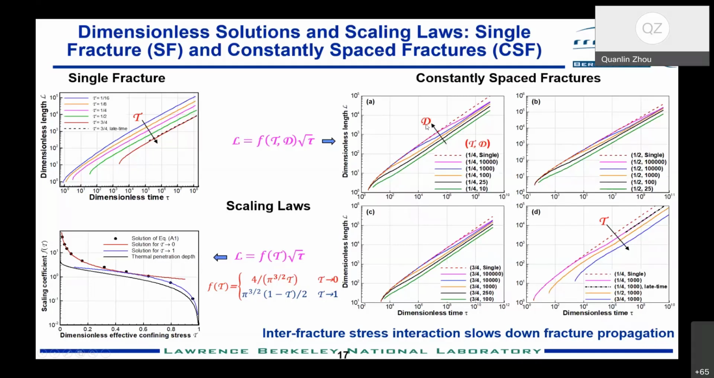This is spacing. You can see you have a smaller spacing, and then this stress interaction is stronger, and then you have a smaller fracture length. But for all this, we also have this scaling law for late time propagation, again with the square root of t. But the scaling coefficient depends on d also.